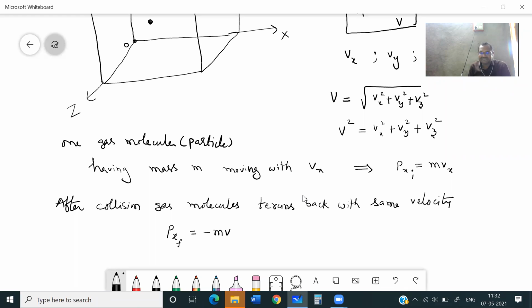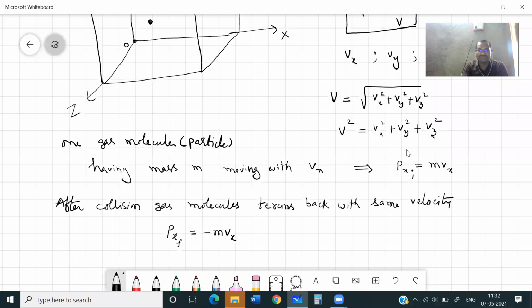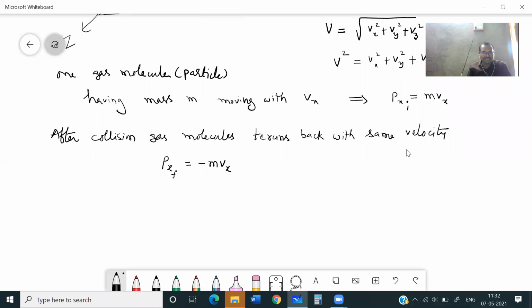Minus mvx. Are you understanding what I am writing? Minus indicates it is coming in the reverse direction. So the momentum finally is this much. Okay, now what is the change in momentum? Finally, what is the change in momentum of the gas molecule? The change in momentum along the x-axis can be written as minus mvx minus mvx. I think you understand.